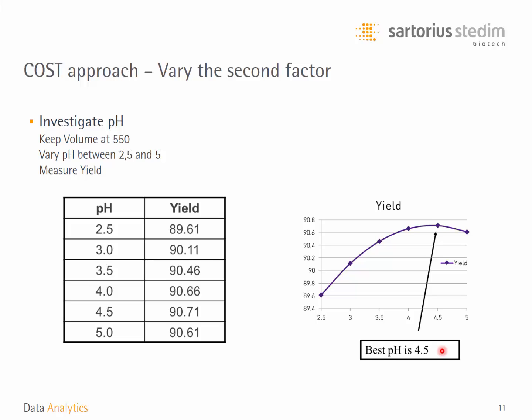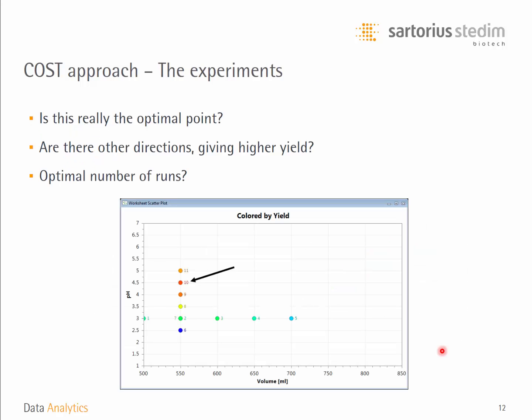Now, if we take a little more of a bird's eye perspective and look at the real experimental map, what have we done? Well, the first experimental series, we were changing, you can say, in the horizontal direction. Volume is here. We were changing from left to right, and we found out that 550 was the optimal setting for volume. Then in the second experimental series, you can say we allowed ourselves to move from bottom to top in this scatter plot. And after a while, we found out that the best yield was at experiment number 10.